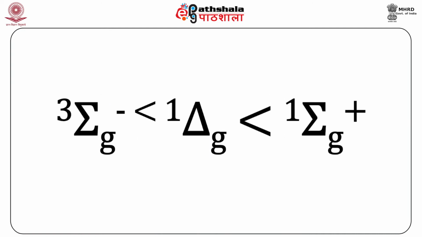Arranged in order of increasing energy according to Hund's rules, the triplet state will be lowest in energy. So, 3Σg minus will be the lowest in energy. Then out of the singlet Δg and Σg plus state, the one with the higher value of mλ, which is the Δ state, will have the lower energy, and the Σg plus state will have the highest energy. So, the energy order is 3Σg minus is less than 1Δg is less than 1Σg plus.